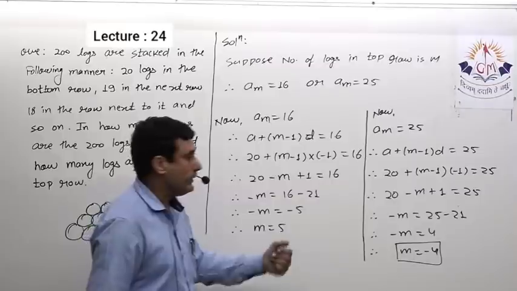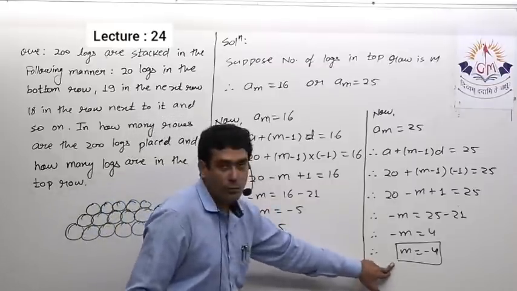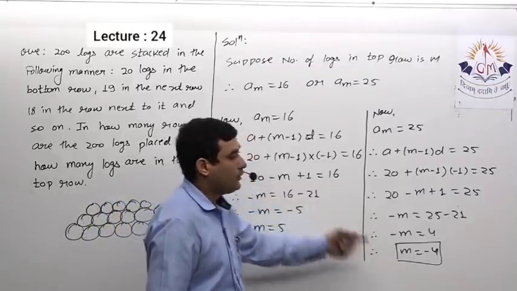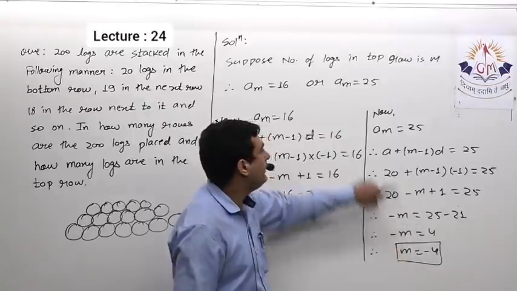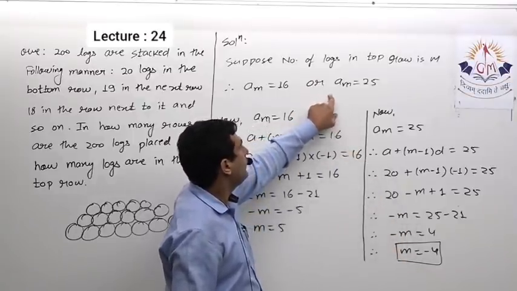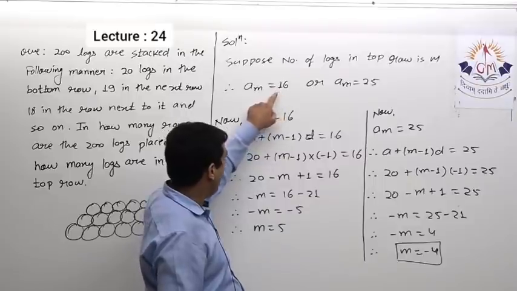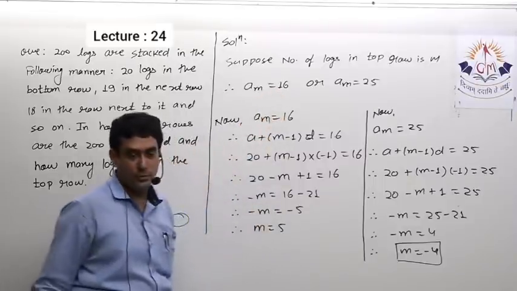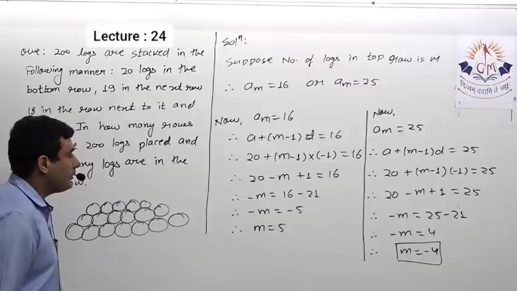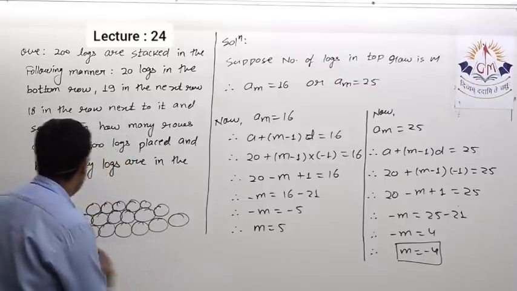So here we got two things. As the number of logs in the top row cannot be negative, hence the total number of rows is 16 and the top row has 5 logs. Okay, so that will be our concluding line. I am writing that concluding line over here.